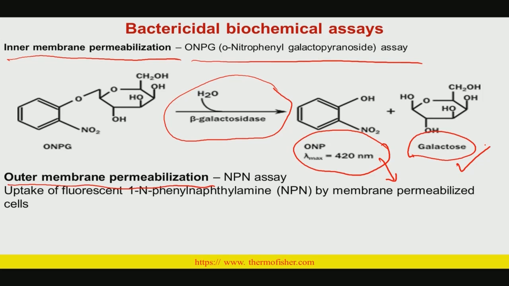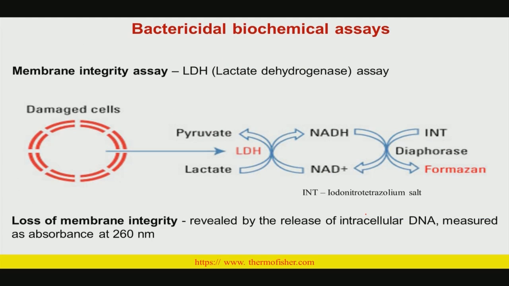The second one is outer membrane permeabilization, which is also used to quantify whether there is any instability in the membrane integrity, and that is uptake of a certain fluorescent. NPN is one of the fluorescent dyes taken up by membrane permeabilized cells. That means if the membrane becomes more permeable, or if the bacterial membrane integrity is disturbed or lost, then it will undergo the death phase.